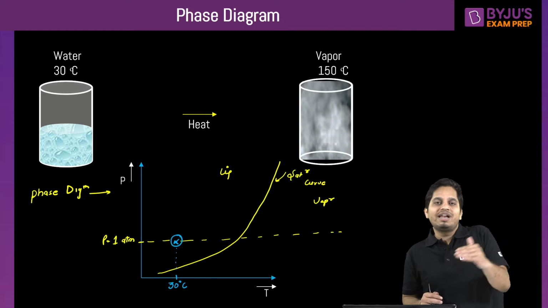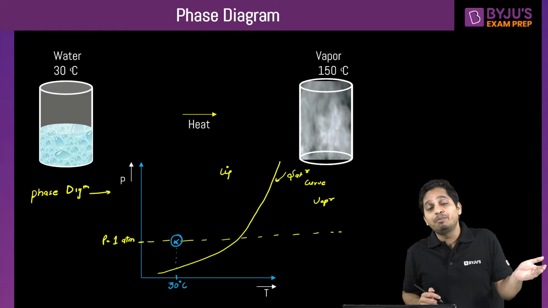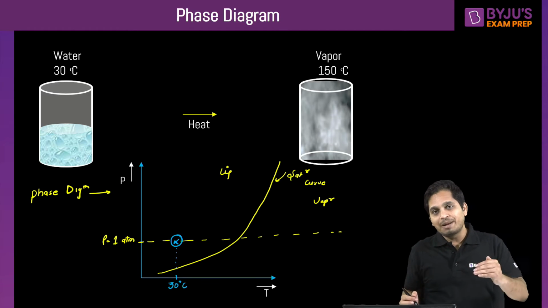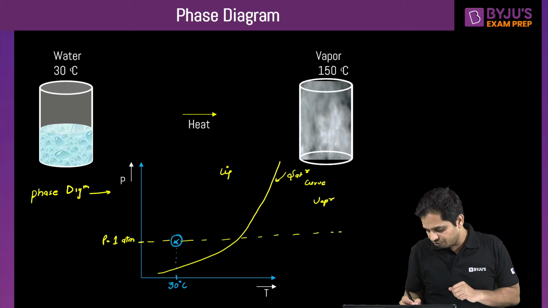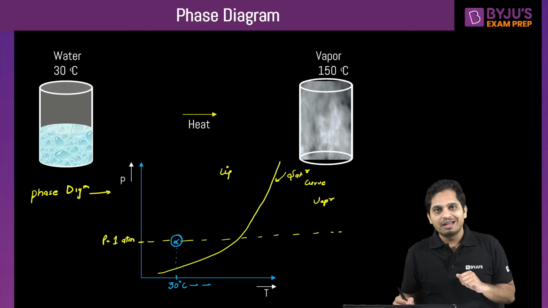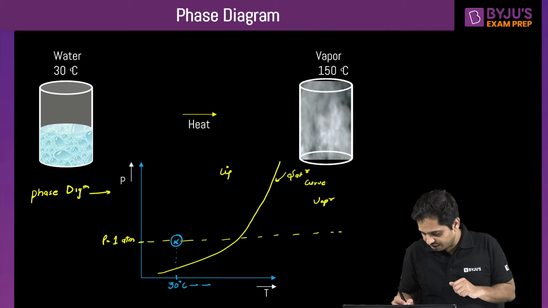Now what is this? This comes on the left side of the curve. That means it's liquid. Okay, now I am giving heat. Okay, so its temperature is going to increase. So temperature will increase in this direction, and when I continuously give heat, it will reach 100 degrees Celsius.